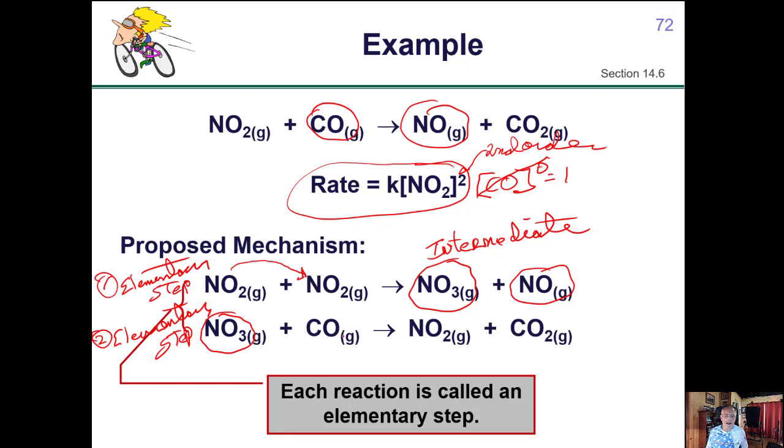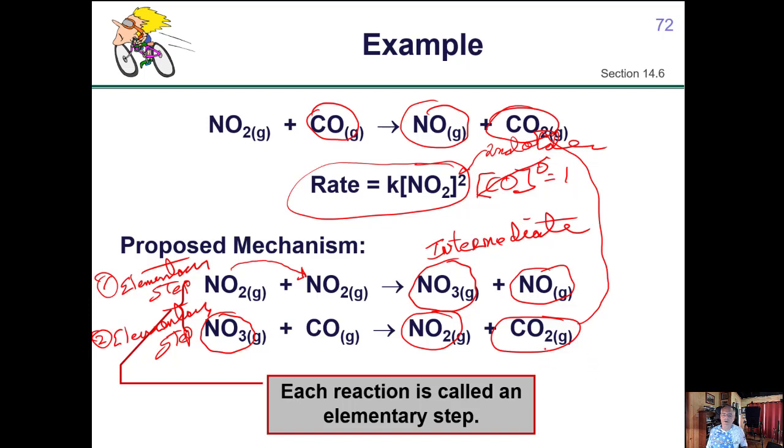And when it combines with the carbon monoxide, has its collision, it reforms nitrogen dioxide. It's actually taking an oxygen from the nitrogen trioxide, reforming nitrogen dioxide and forming carbon dioxide, which is one of the products of the overall reaction.